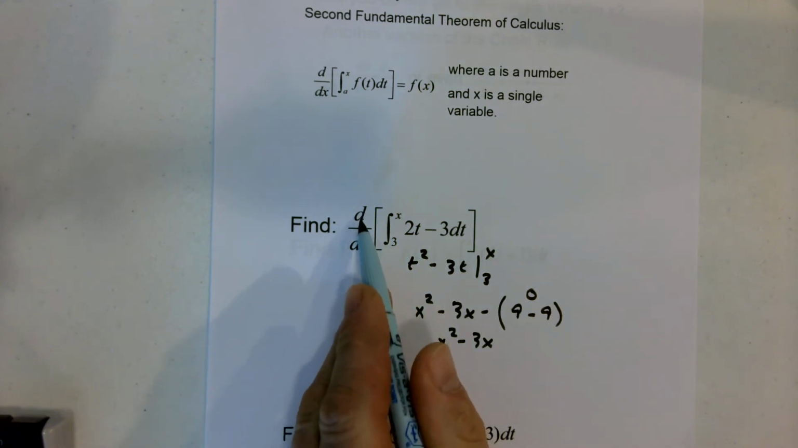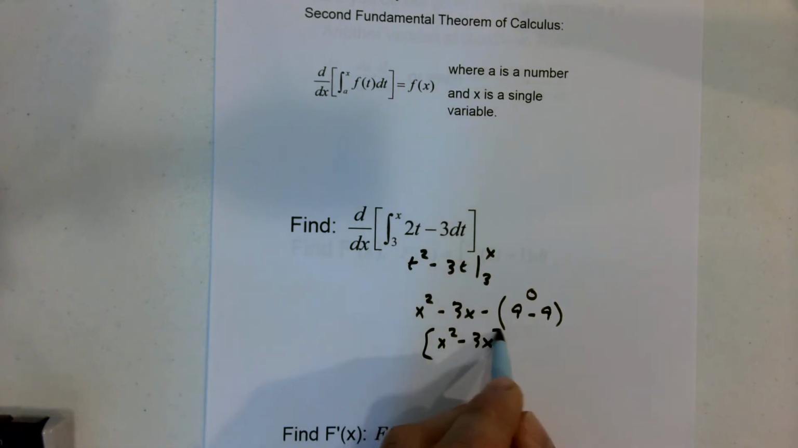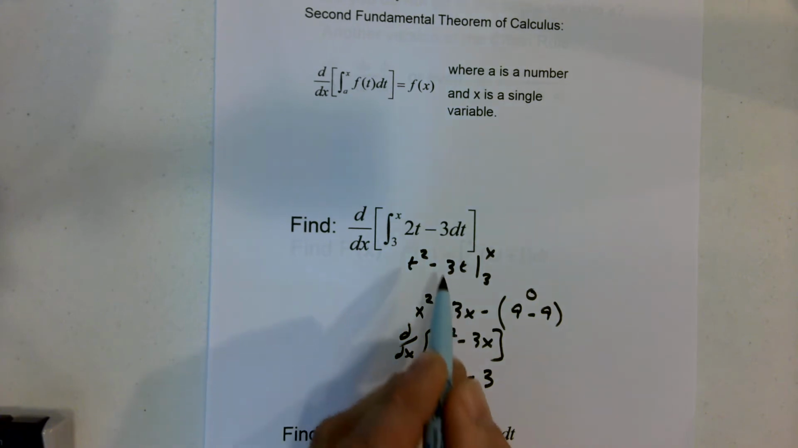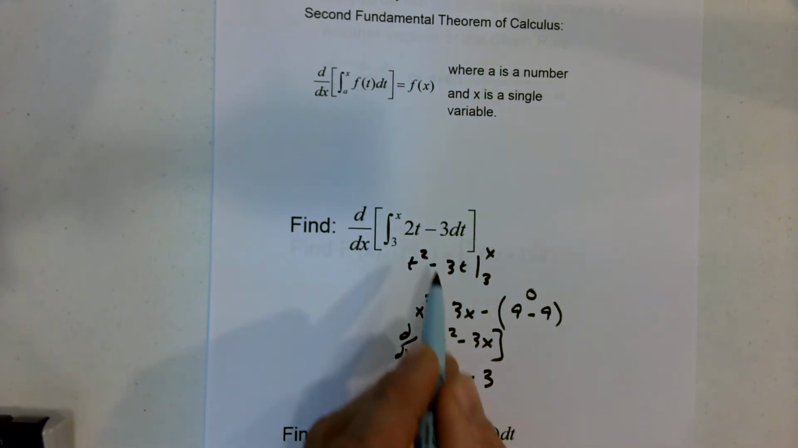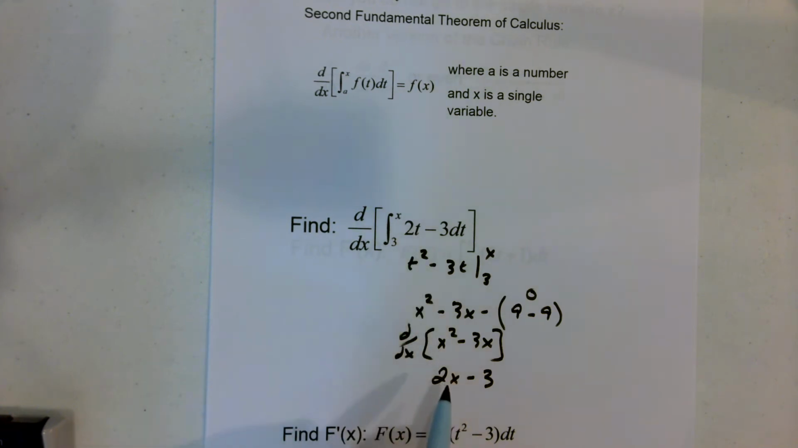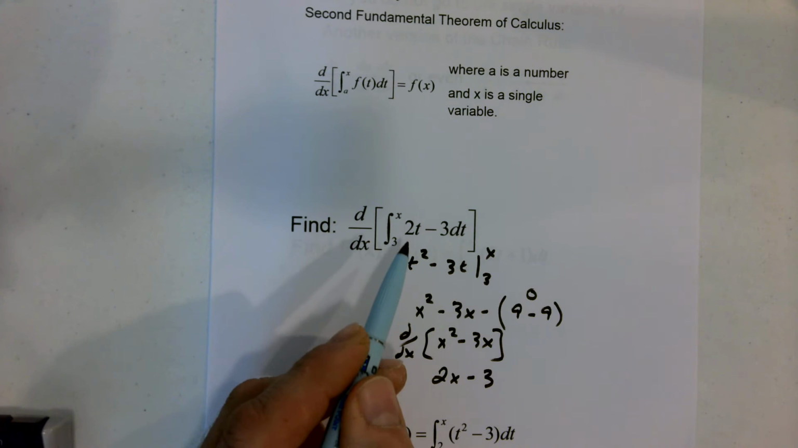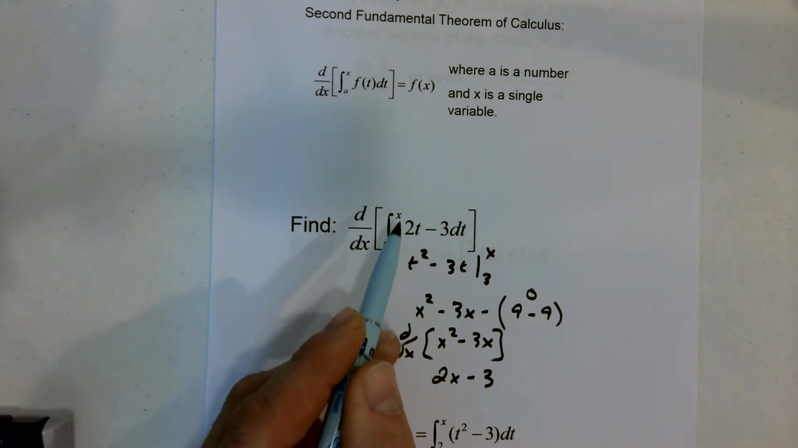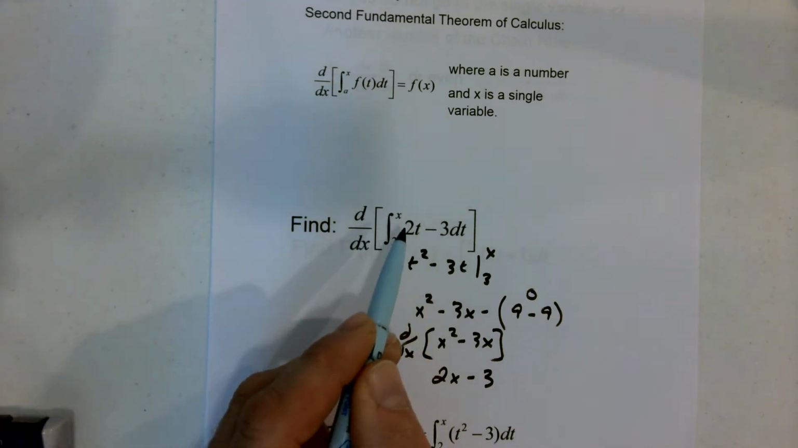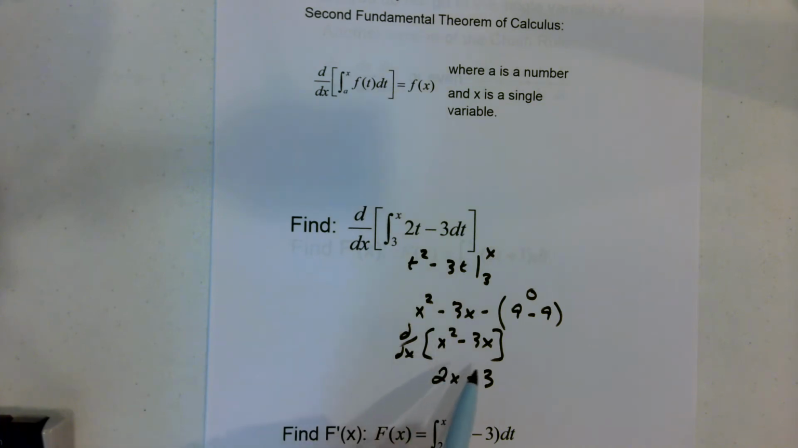Now it's asking me to find the derivative with respect to x. So the derivative of x squared minus 3x is 2x minus 3, isn't it? Notice what we noticed? All that happened was we changed the variable. That t became the x. So for any integration from 3, or any number, to a single variable x of a function, the derivative of that is going to equal that function.